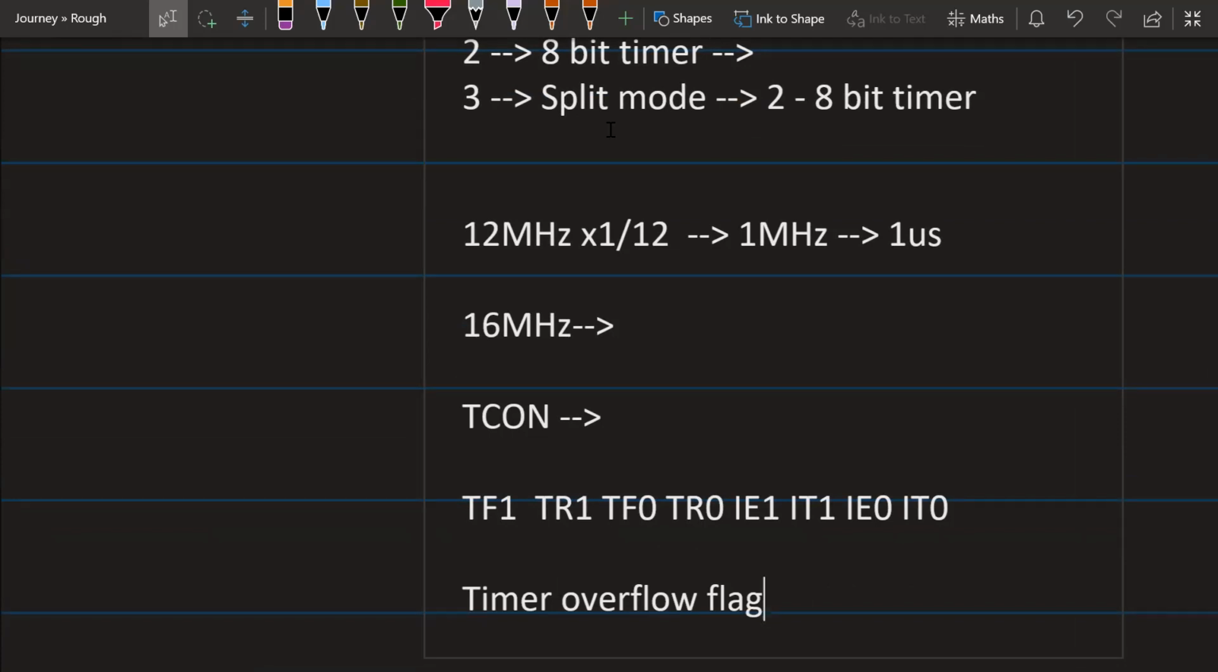All 1s means what? FF, right? You can think of it this way. The timer starts from 0, then 0, 1, 2, 3, and it reaches the maximum value it can reach: all 1s, FF, that is 256. Correct? After 256, we don't have more bits, so it has to roll back to 0, correct? During that rolling back, this TF1 will be set. Got it?